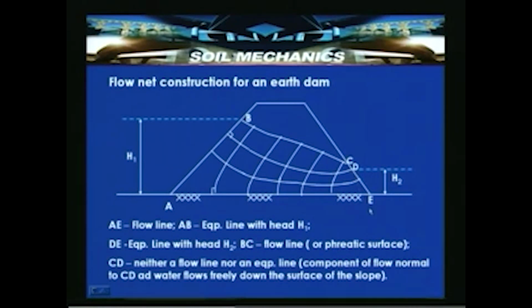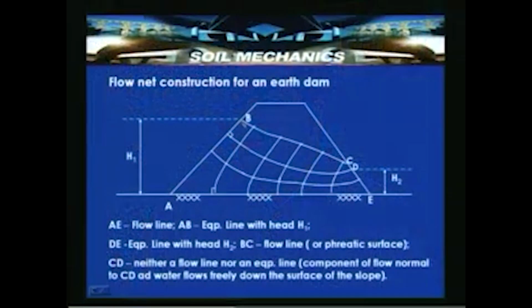So in that case, DE is the equipotential line with head H2, so at all points here the total head is represented as H2. Here the pressure head is 0, so whatever the elevations are relative to the datum, that is referred to as the total head. BC is an approximated flow line, the phreatic line, which is shown, which is nothing but the upper boundary flow line in the case of an earthen dam.